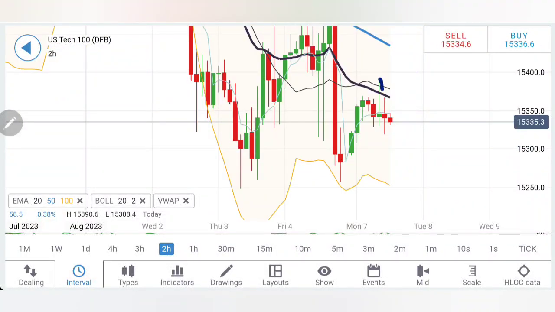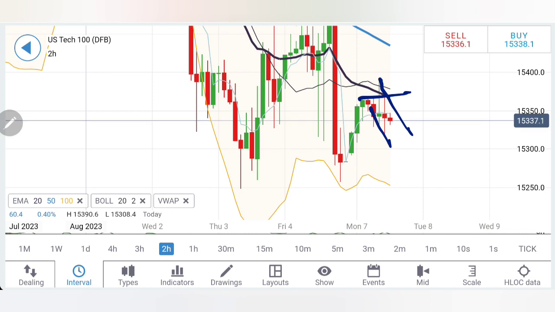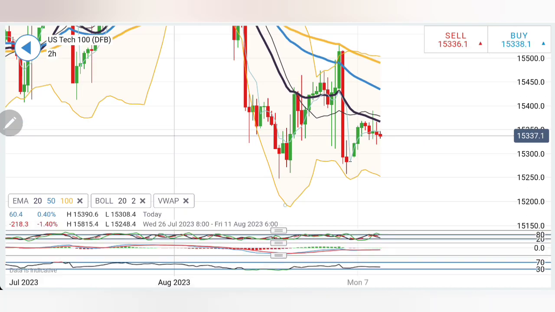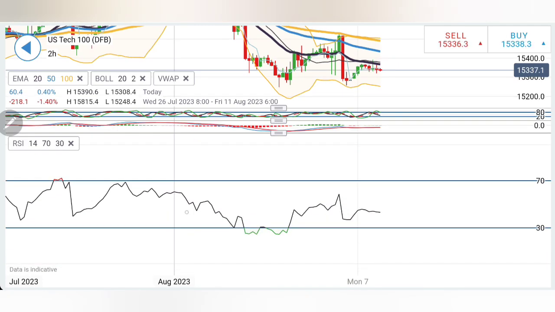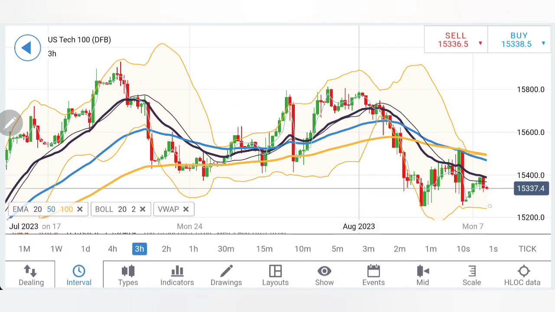Now look at the 2-hour chart. These two candles are important. Lower highs, lower lows. If it breaks past this zone at 15,380, 370, you can buy here and expect 400, 420. Beyond that, the sky is the limit on the upside. We can expect 450, 500 levels. Stochastic is looking down, MACD is trading with little divergence, RSI is almost flat.